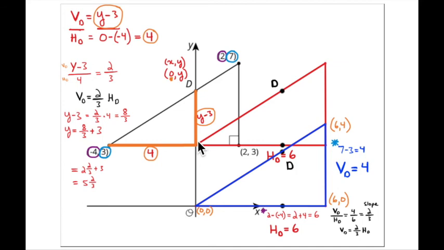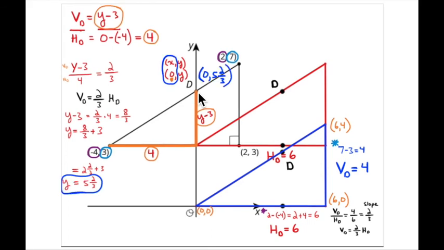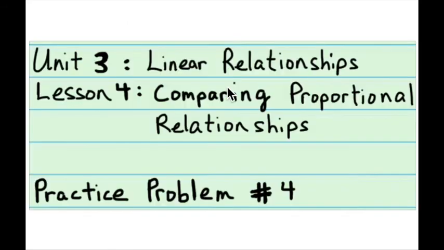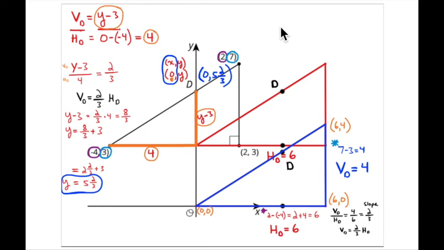Again, this is hard, but this length right here is 2 2/3. We're adding these 3 units right here to get to point D, to get the y coordinate of point D. We know that the x coordinate is 0. So the y coordinate is equal to 5 2/3. The x coordinate is equal to 0. So you write that coordinate pair as 0, 5 2/3. This is tough. Just keep going through it.